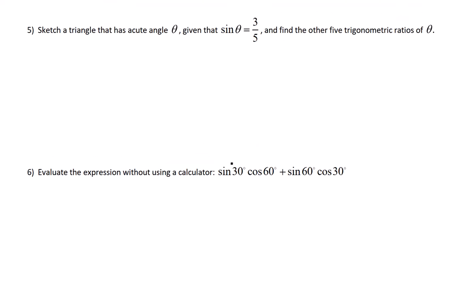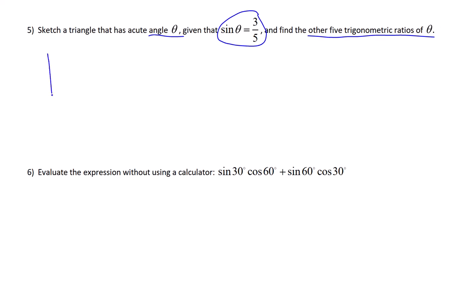All right, let's move on to another example. This next one says, sketch a triangle that has acute angle theta, given that sine of theta equals 3/5, and find the other 5 trigonometric ratios of theta. Okay, so all we know is that we have a triangle with this angle, and we're going to have to assume that it's a right triangle if we're going to use our trig ratios.